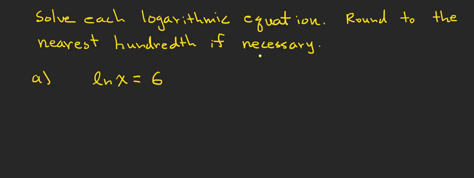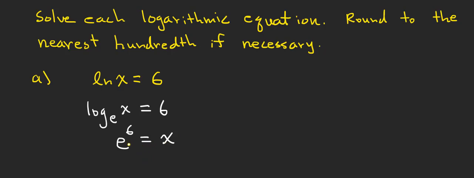Now we're going to solve each logarithmic equation, and they want you to round to the nearest hundredth if necessary. So you've got natural log of x equals 6. Now there are 2 ways of solving this. So first, what is natural log? Natural log is log with base e. Log base e of x equals 6. So in order to solve this, the base is e, and the exponent is 6. That has to equal x. And that is as far as you could go without the calculator.